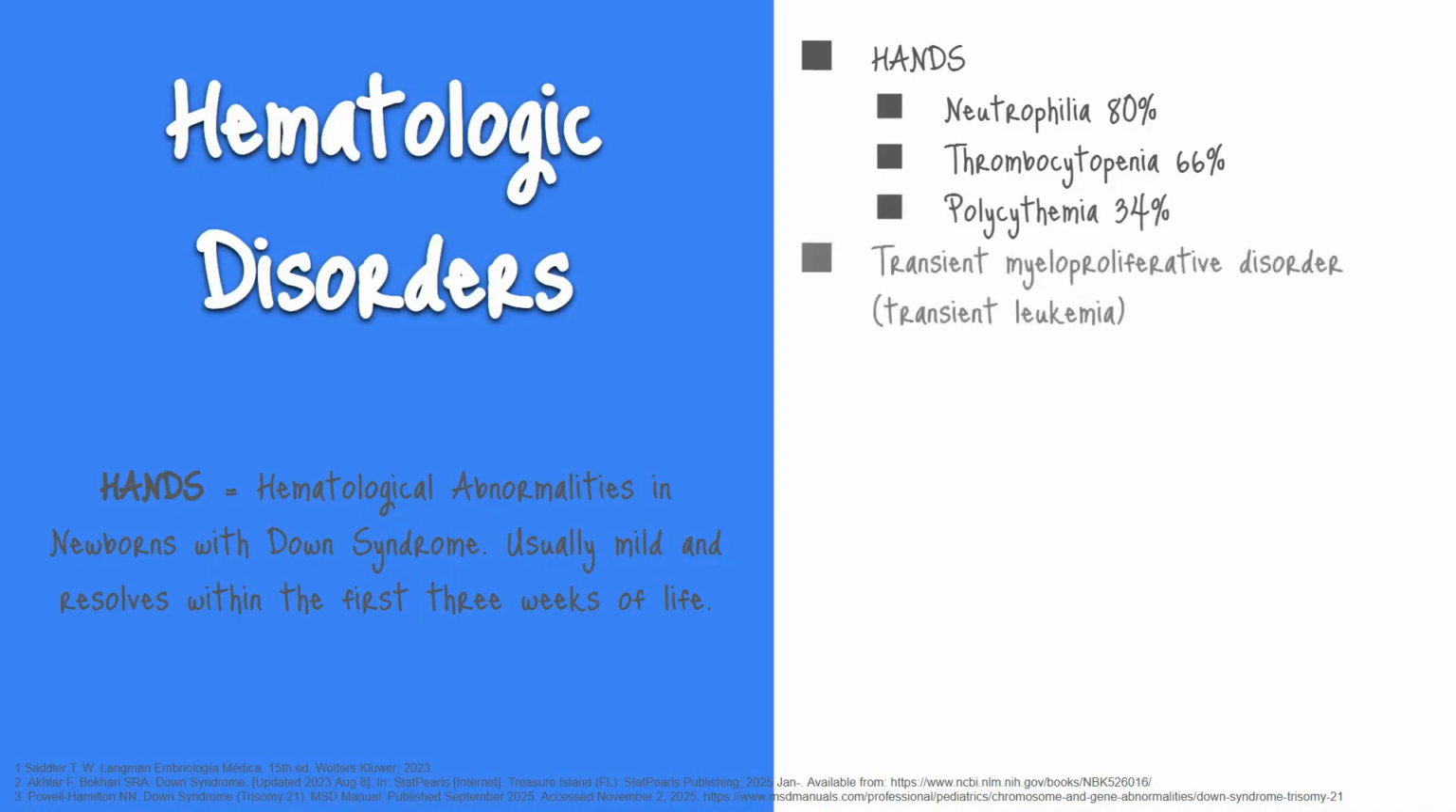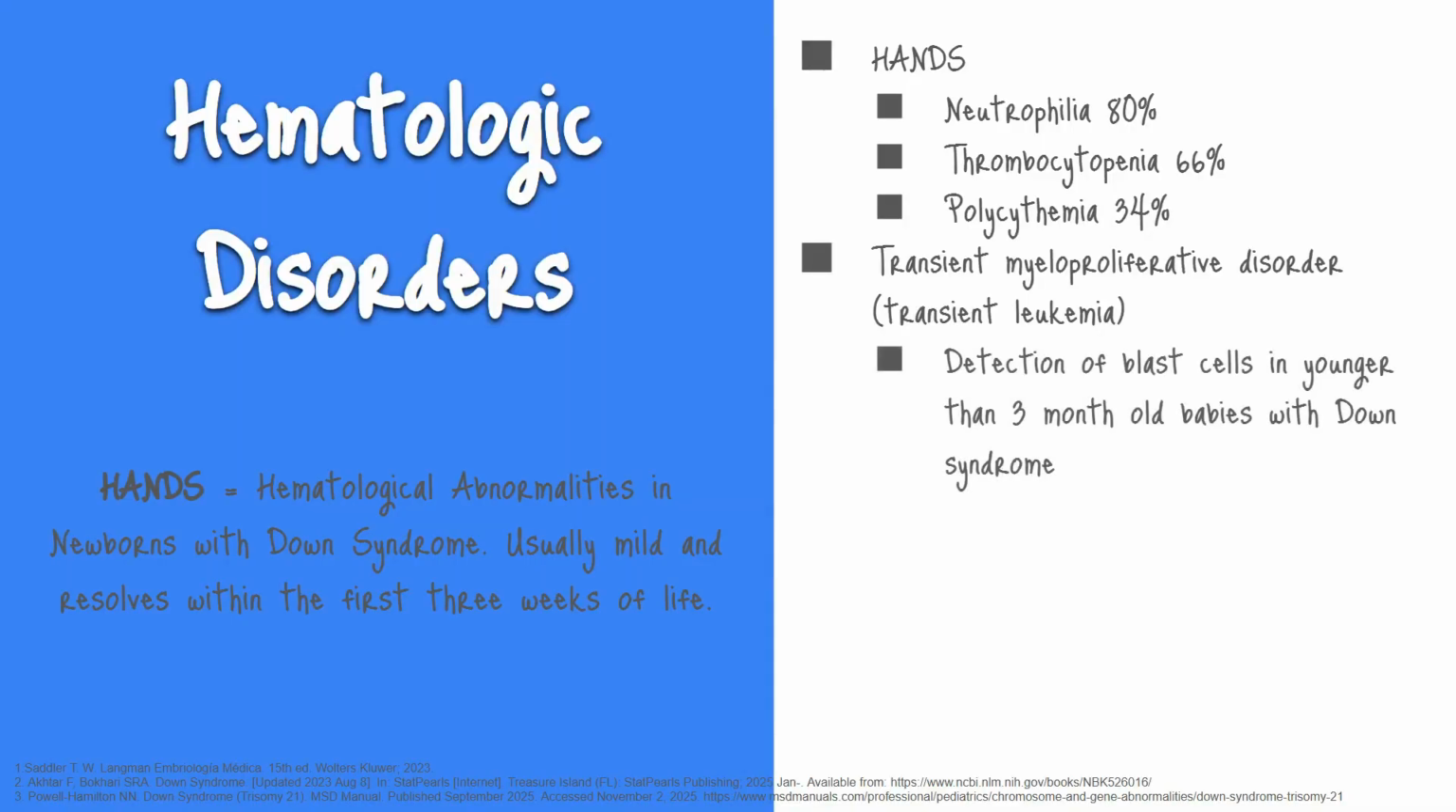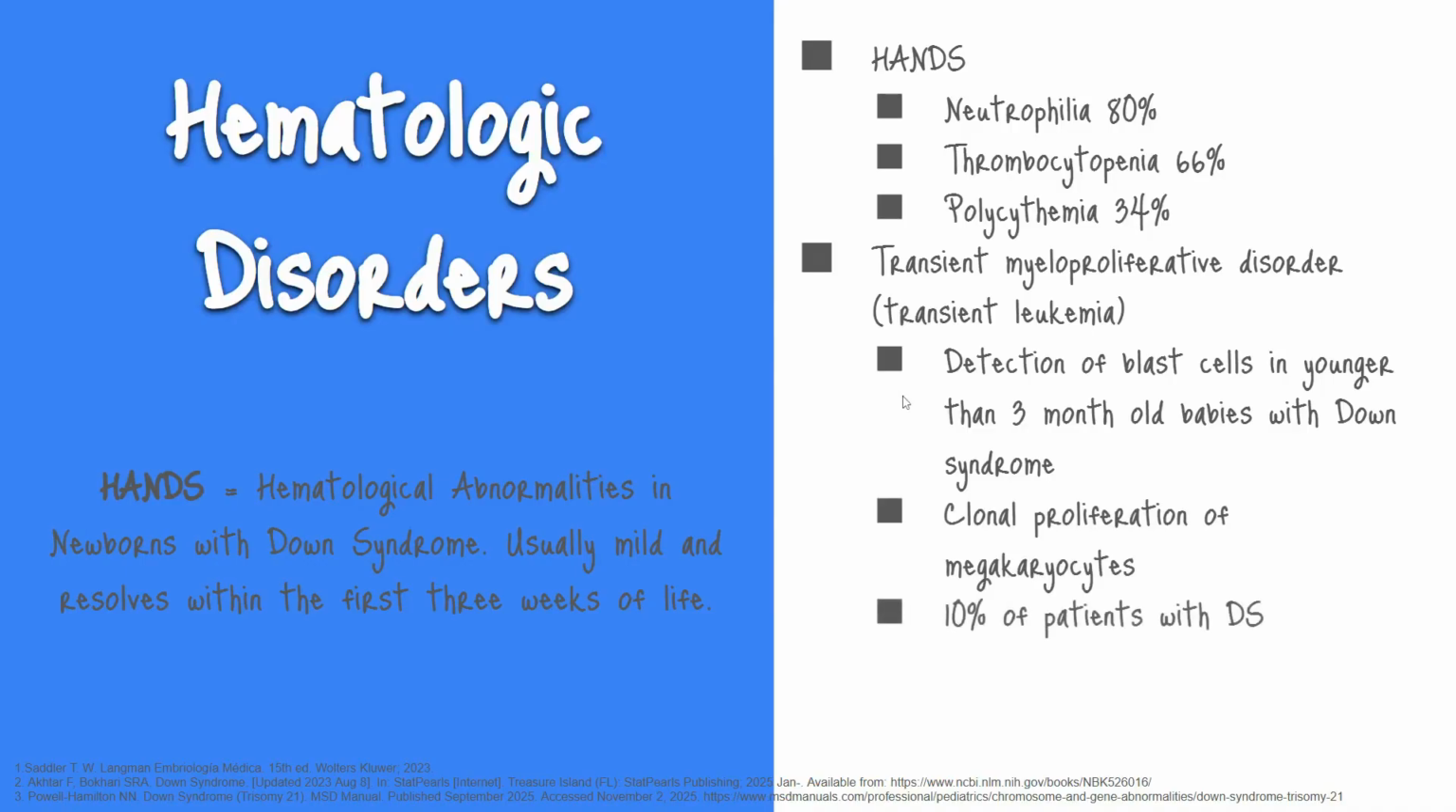We also have a transient myeloproliferative disorder, also called transient leukemia. It is based on the detection of blast cells in babies younger than 3 months old with Down syndrome. Clonal proliferation of megakaryocytes, which are the platelet precursors, happens in about 10% of patients with Down syndrome. Also, it's good to know that patients with Down syndrome are 10 times more at risk of developing leukemia.